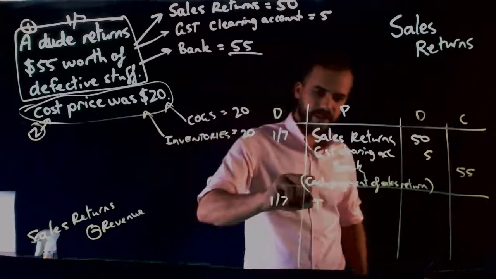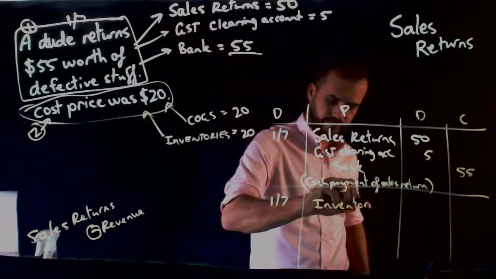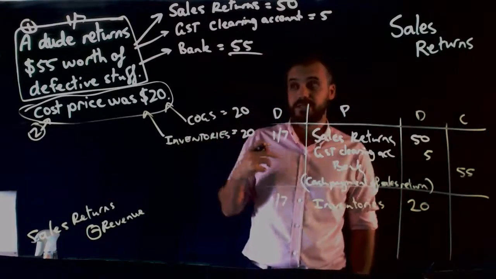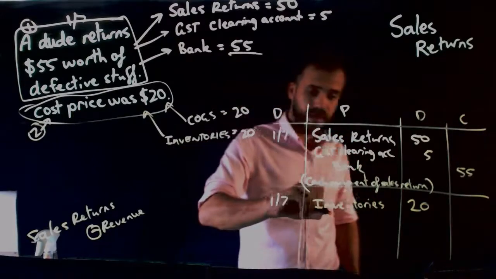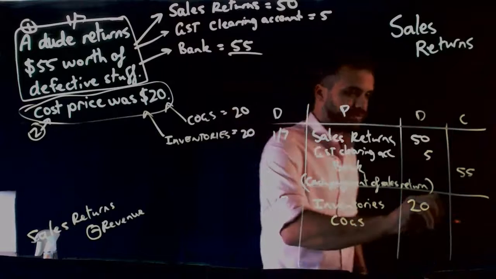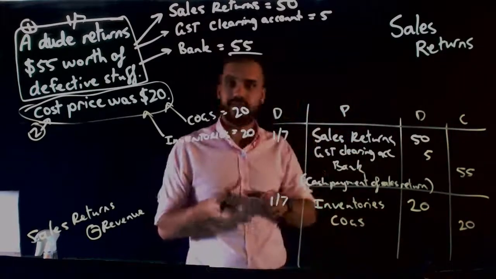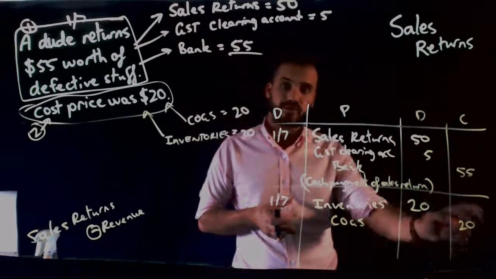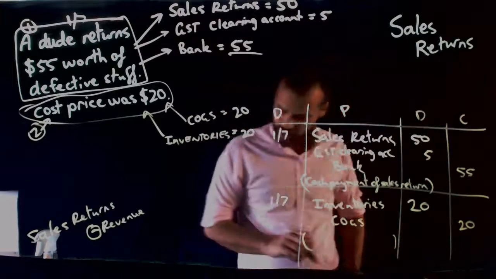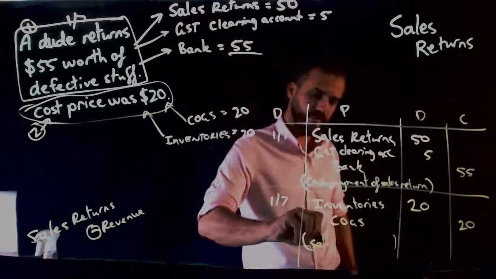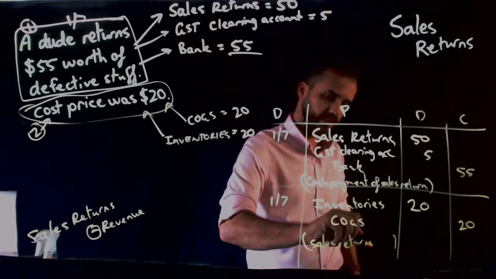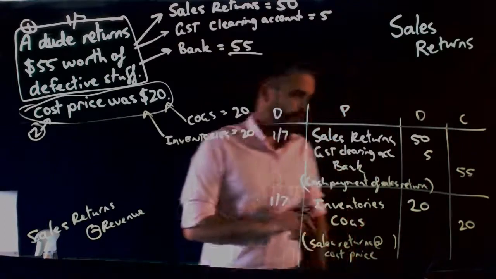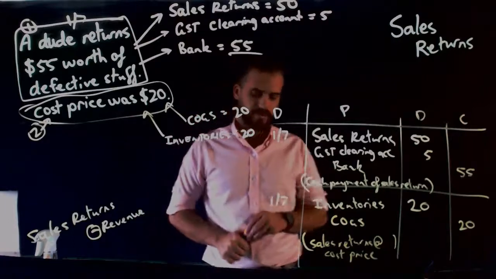Okay, so our inventories is a debit of $20 because our inventories have gone up because they came back into the business, and maybe if we're dodgy, we can sell them again. And the cost of goods sold has gone down. Remember, cost of goods sold is an expense account. Our expense account, which is a debit account, has gone down, so we have to credit it. And what should we say? Sales returns at cost price.